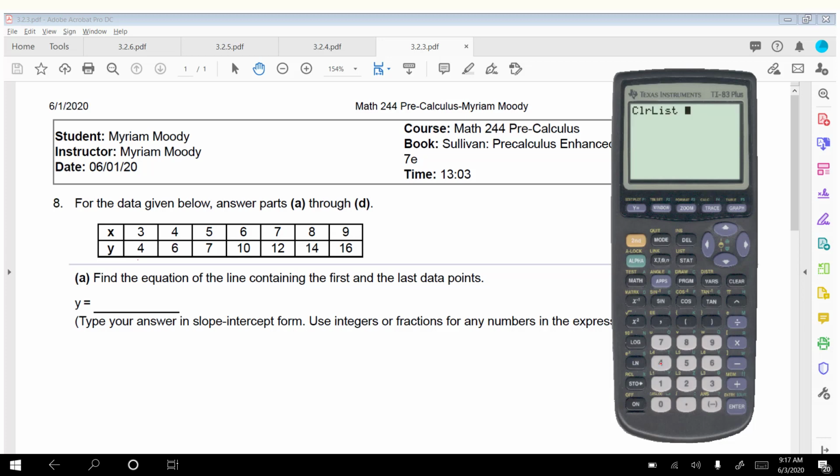And it's asking me, which list do you want to clear? Because it's saying I'll clear it, but you have to tell me what you want me to clear. Do you notice above the number 1 key, there's L1, and above the number 2 key, there's L2? Those are the 2 lists I'm going to use. I'm going to use one of them for X and one of them for Y. But since they're written in yellow, I need to use my second function key to get there. By the way, I'm hoping you're taking notes and writing this stuff down if you're not familiar with how to do this. So I'm going to hit second function 1.